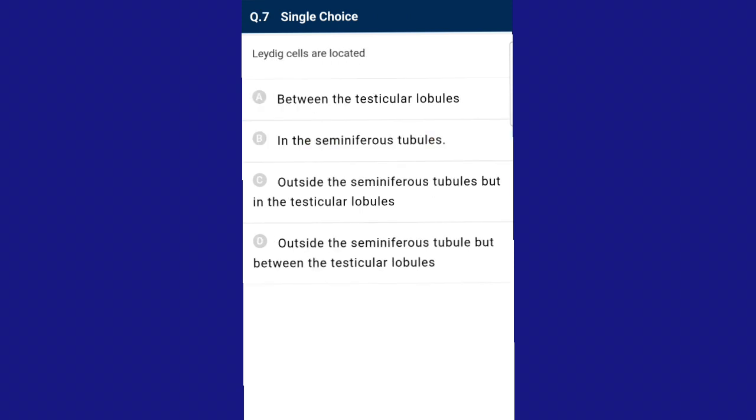Question number 7. Leydig cells are located outside the seminiferous tubule but in the testicular lobules. Here each testis has around 250 compartments called testicular lobules. Each lobule contains 1 to 3 highly coiled seminiferous tubules in which sperms are produced. Each seminiferous tubule is lined inside by spermatogonia and Sertoli cells. The space in between the seminiferous tubules, which is called the interstitial space, contains Leydig cells.